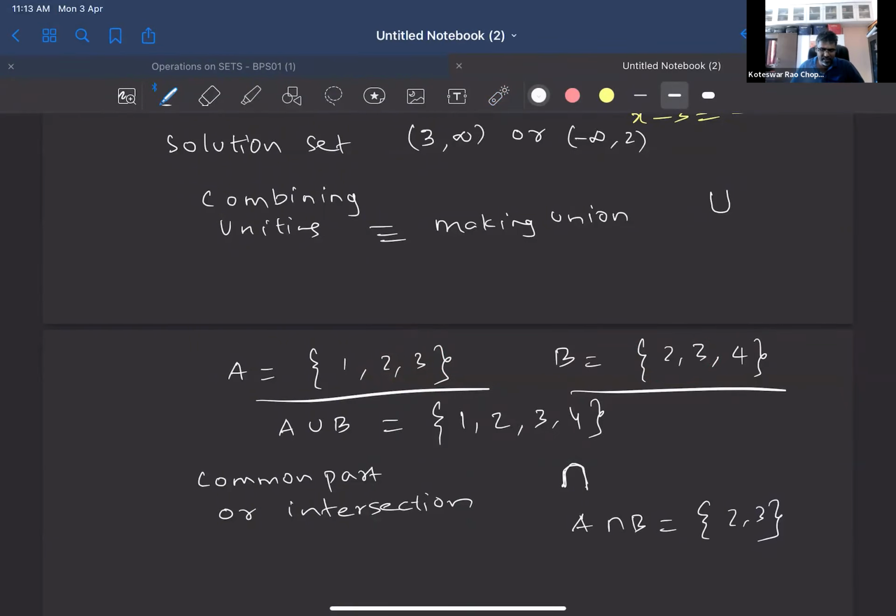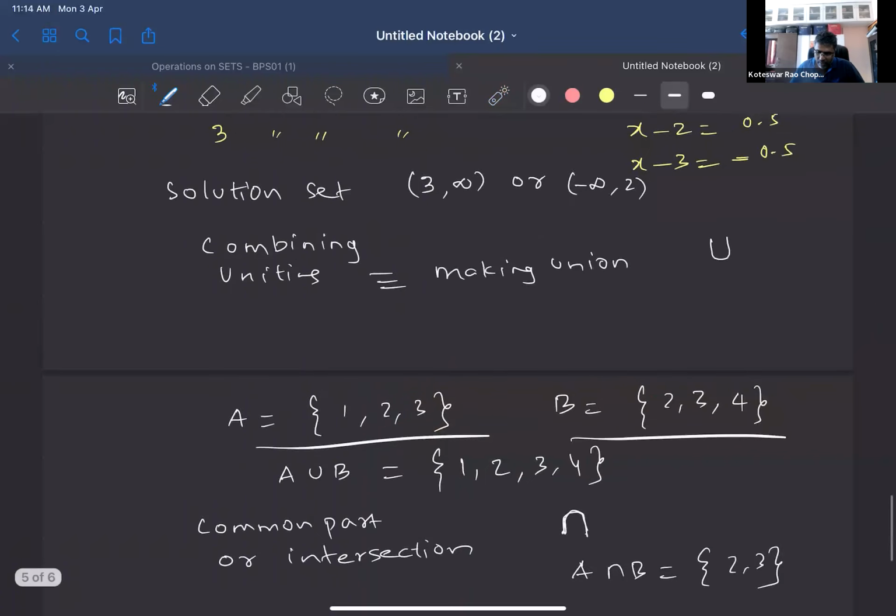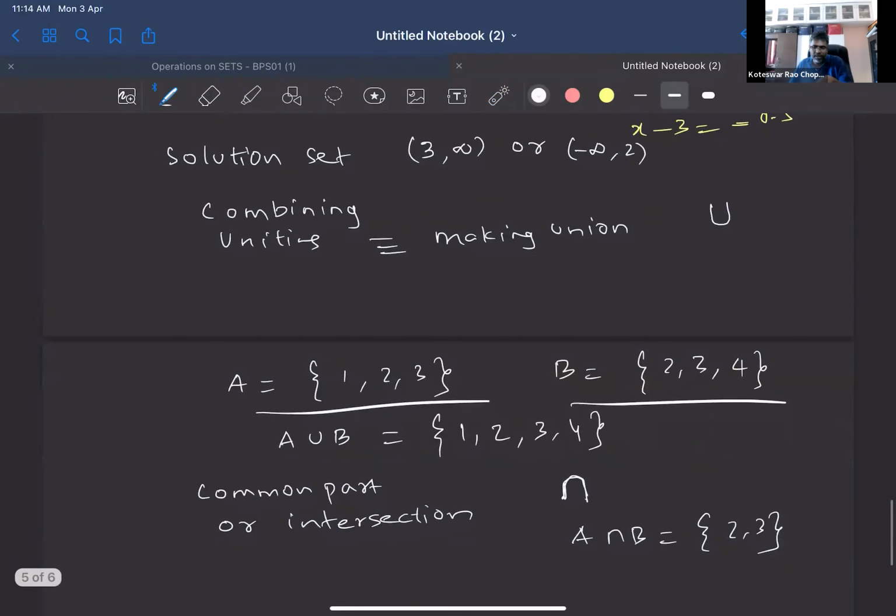Okay, this is something I wanted to teach today, but it's okay. I think if you understand this much, it is good enough for us. It will help us with the intervals.